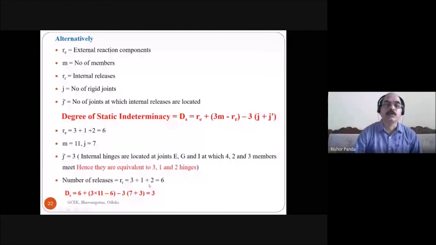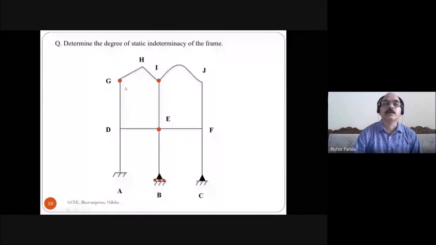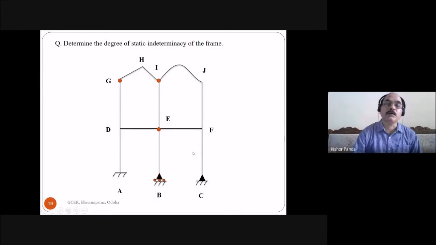Then using this equation, you can find the degree of static indeterminacy is equal to 3. You have to be clear on this one: E, G, I. How many members meet at E? 4 members. And at G, how many members meet? 2. And at I, how many members meet? 3. That's why you have to take one formula.